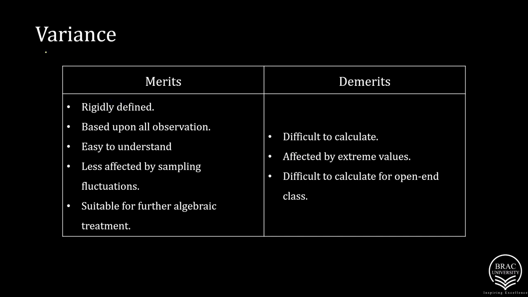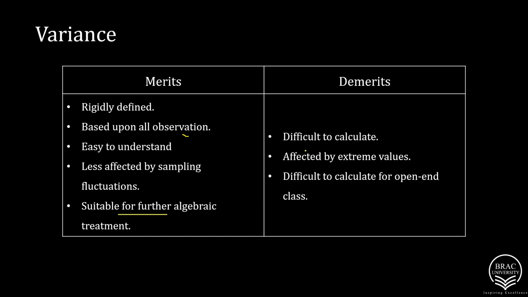There are some merits and demerits of variance as a dispersion measure. First the merits: it is rigidly defined, and it is based upon all observations. It is easy to understand. It is less affected by sampling fluctuations, and it is suitable for further algebraic treatment.